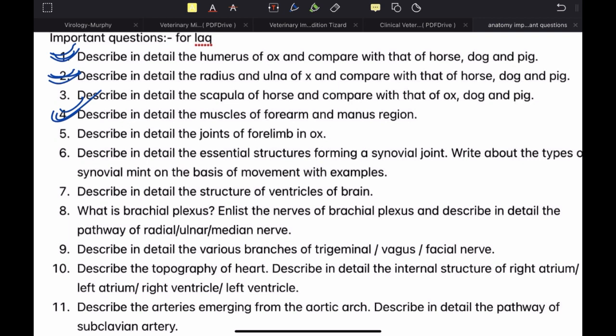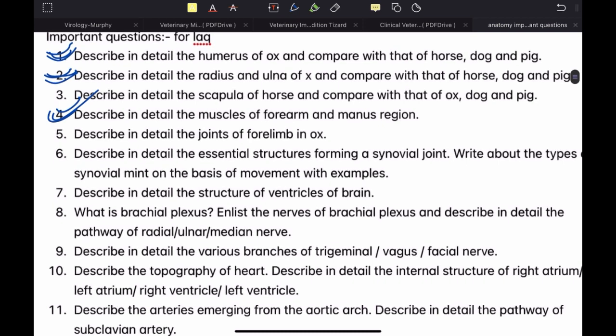That is why I'll recommend that you should start your muscles with forearm and Manus region, because this is the question that is going to be asked in the exam for LAQ. For other muscles like muscles of the arm and shoulder girdle, they will be asked in OT type questions. So they can ask you like, what is the blood supply of deltoideus muscle? What is the insertion of biceps brachii muscle?